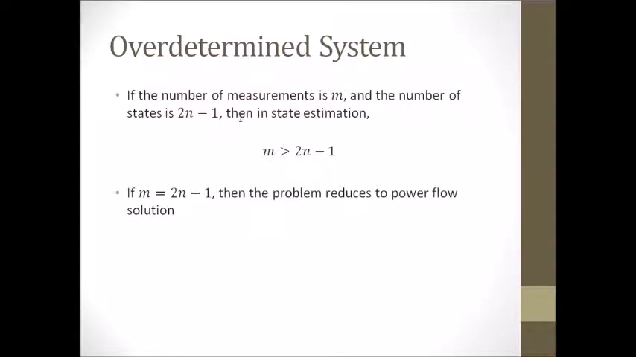If we have m measurements and the number of states is 2n minus 1, then m must be greater than 2n minus 1. If m becomes equal to 2n minus 1, then the problem reduces to the power flow solution or load flow solution.